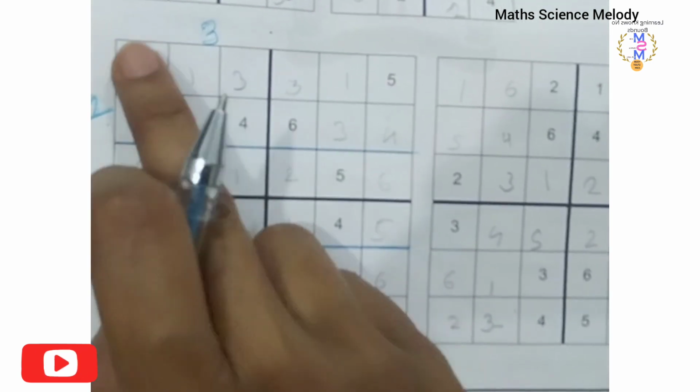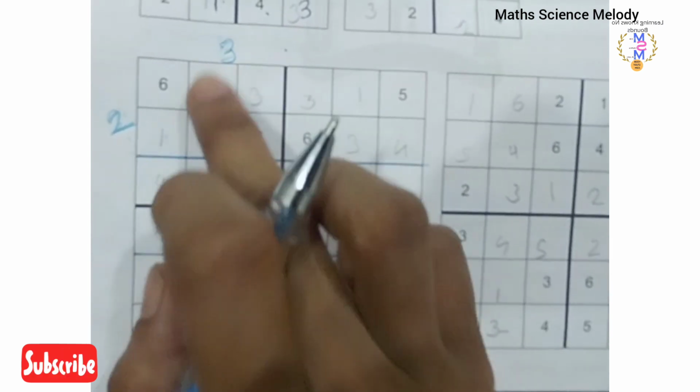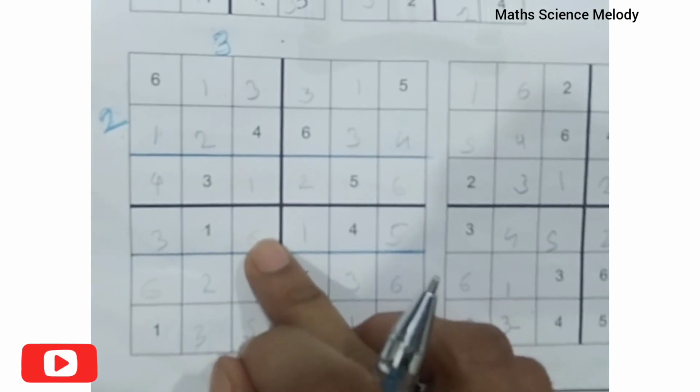This 2 represents the number of rows in this mini grid and 3 represents the number of columns in this mini grid. Each mini grid has 2 rows and 3 columns. So now let's find the answer for this puzzle.